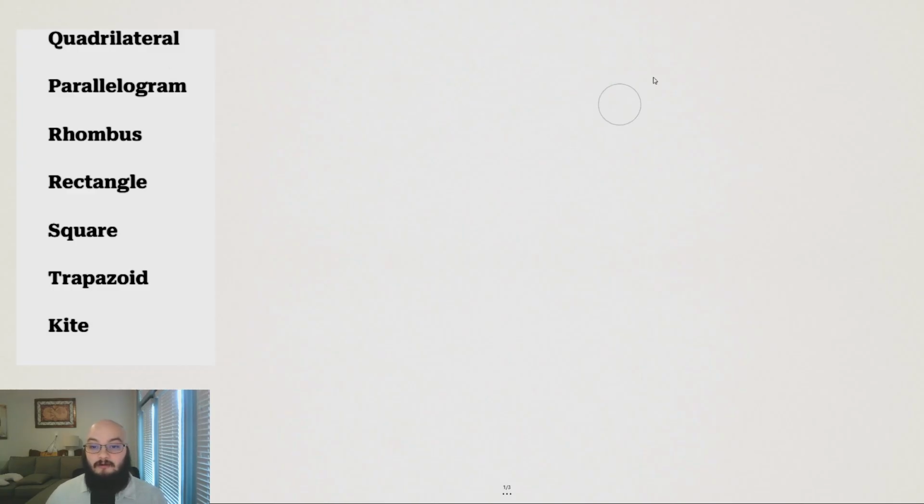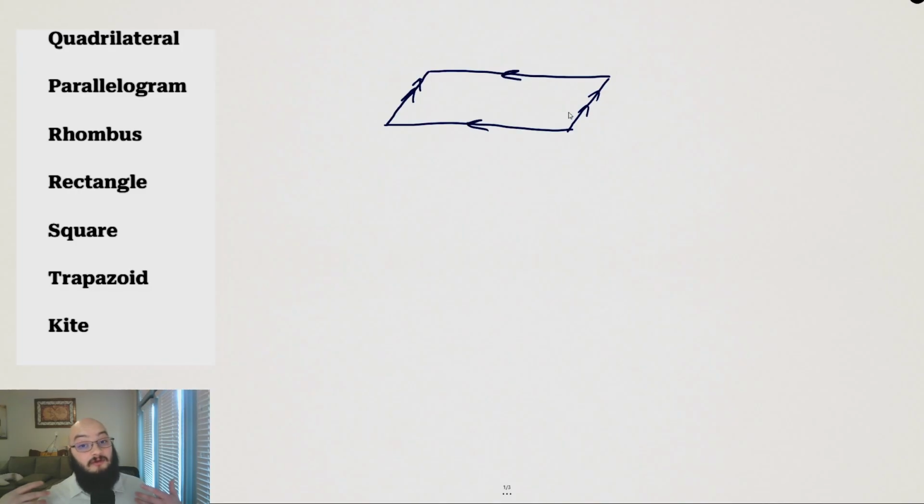So the first quadrilateral we'll talk about today are parallelograms. What makes something a parallelogram is that it must have two pairs of opposite parallel sides. So this side needs to be parallel to its opposite, and this side needs to be parallel to its opposite. That's what makes it a parallelogram. If it has only one set of parallel sides or no sets of parallel sides, it is not a parallelogram.